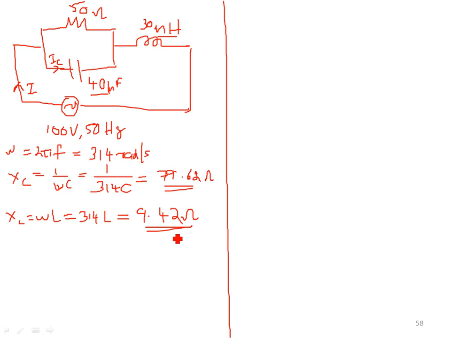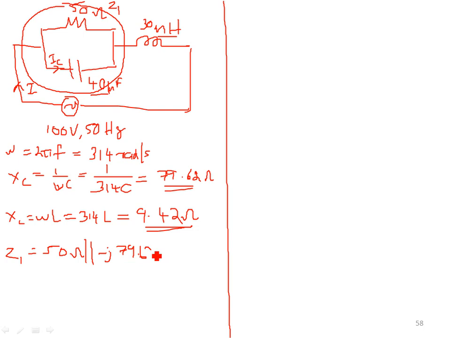Now, if I look into the circuit, you can see that resistance and capacitance are in parallel. Therefore, you can take this entire parallel combination; I am taking it as Z1, the impedance Z1. So what is Z1? Z1 is 50 ohm in parallel with minus j 79.62. I can write it as R1 parallel R2, which is R1 R2 divided by R1 plus R2.